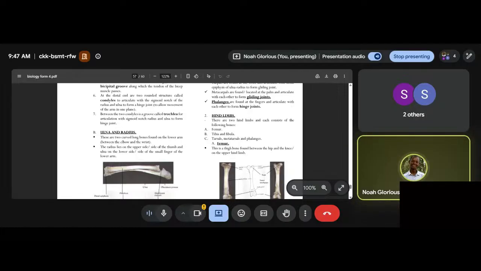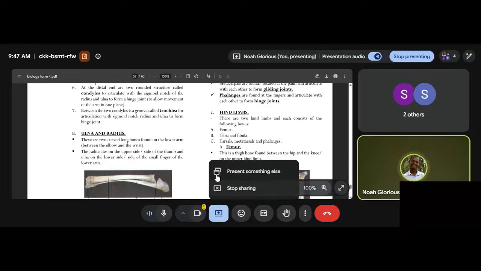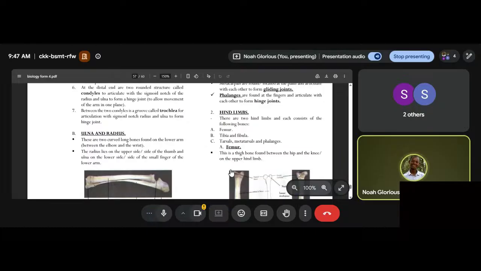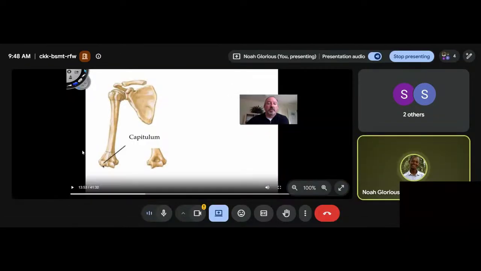Now we don't have much to mention about the ulna and the radius, but I want to check out our video that we were seeing and see whether there is something more that we can grasp on the same. So allow me to share, and then we go through a summary on that.